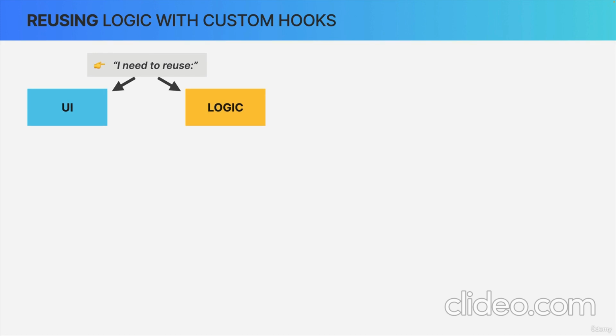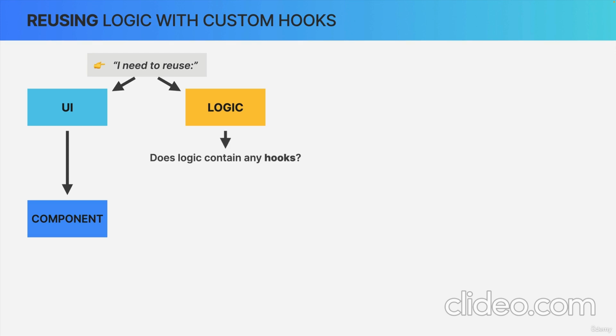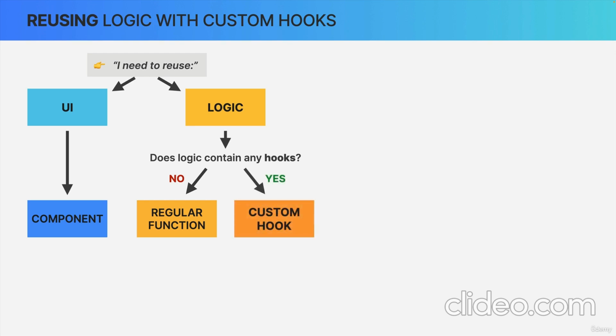Now, if we want to reuse a piece of UI, we already know that we use a component. On the other hand, if you want to reuse logic, in React, you first need to ask the question, does the logic that I want to reuse have any hooks? If not, all you need is a regular function, which can live either inside or outside of your component. However, if the logic does contain any React hook, you cannot just extract the logic into a regular function. Instead, what you need to create is a custom hook.